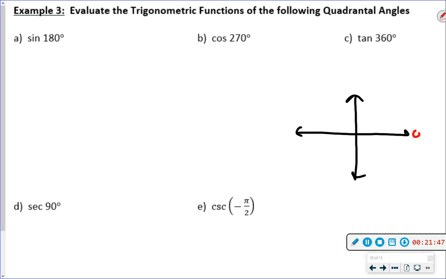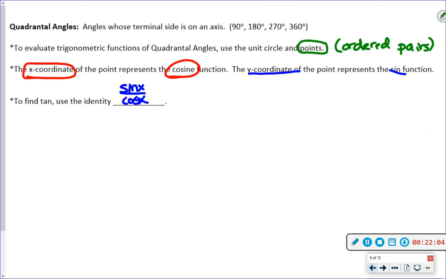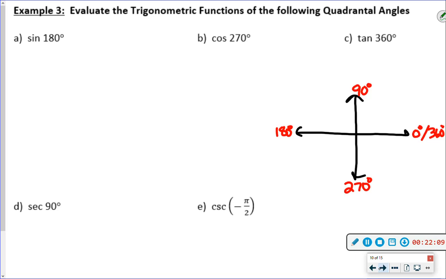So 0, 90, 180, 270, and the full circle 360. And we are going to draw a circle. Now, to do these, of course, I'm just going to click back a slide here quickly. It says to use the unit circle. If you remember from yesterday, unit circle is a circle with a radius of 1. I'm going to go up 1, right 1, down 1, left 1. And I'm going to attempt to draw a circle.